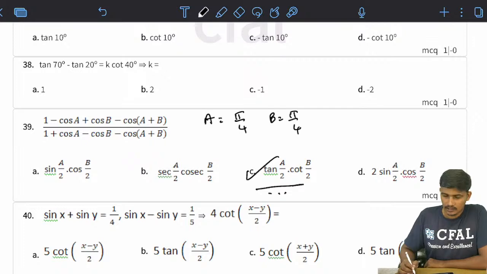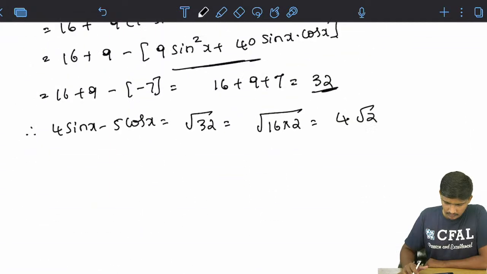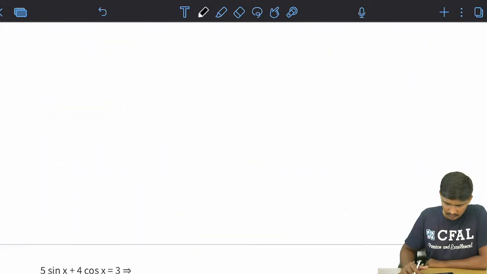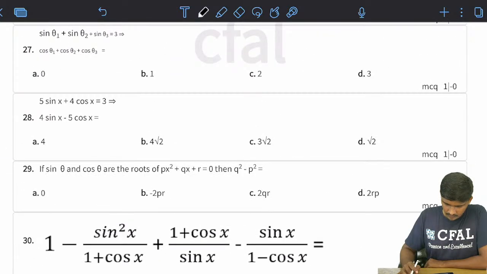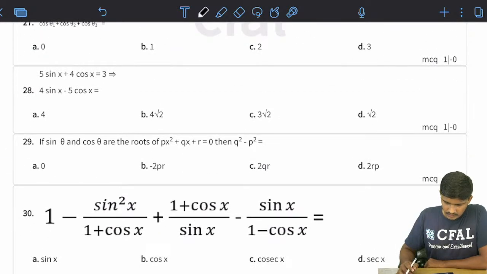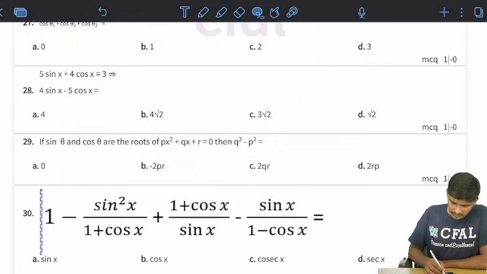Yes. So question number 30. Question number 30, yes. So (1 minus sin square x) by (1 plus cos x) plus (1 plus cos x) by sin x minus sin x by (1 minus cos x) is equal to... Okay. So this we can do. This is quite easy.